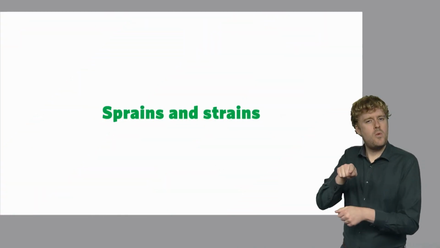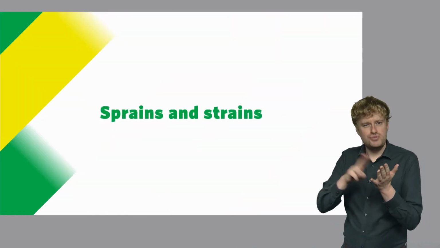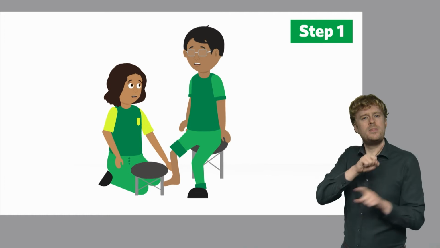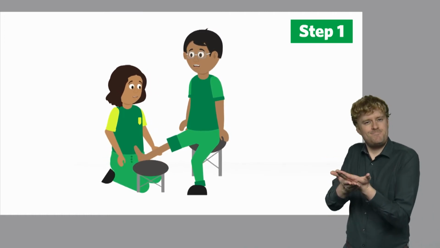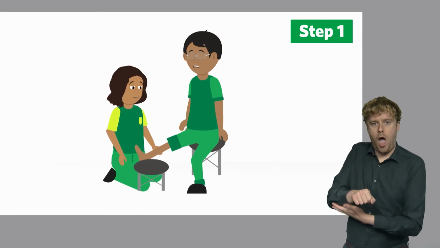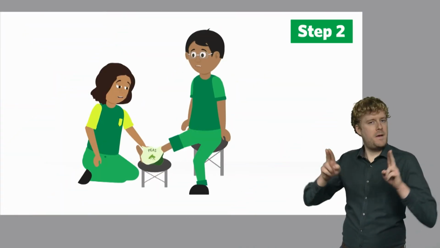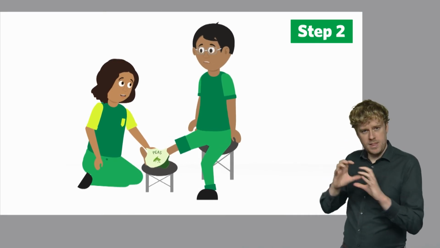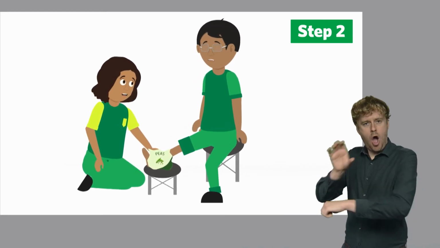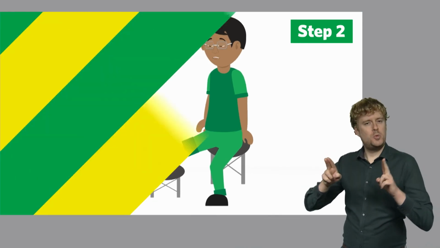If you suspect the casualty has a sprain or strain, help the casualty to sit down and support the injured limb. Raise the limb if you can, as this will help with any swelling. Cool the affected area with a cold compress, such as an ice pack or something similar like a bag of frozen peas. This will again help to reduce swelling at the site of the injury.